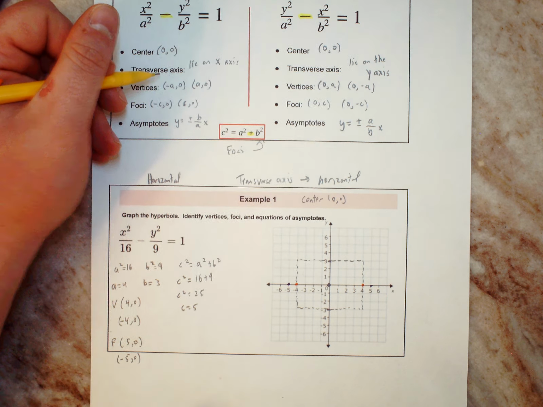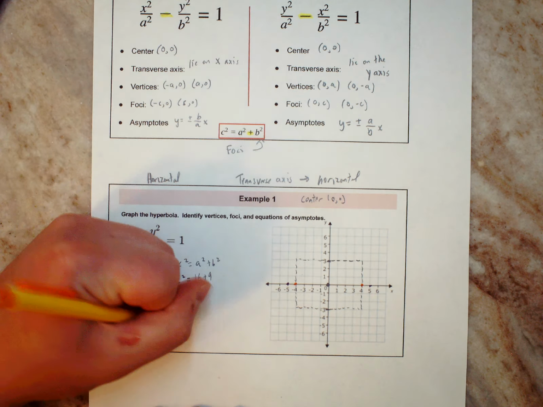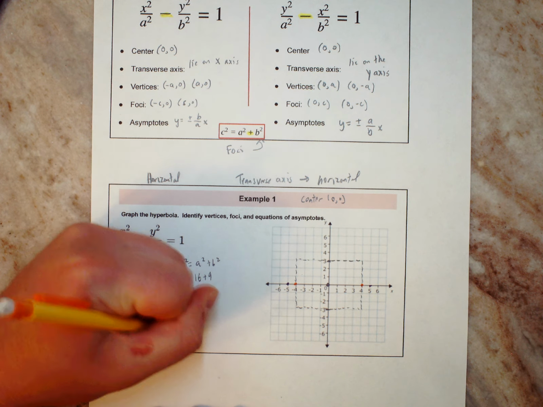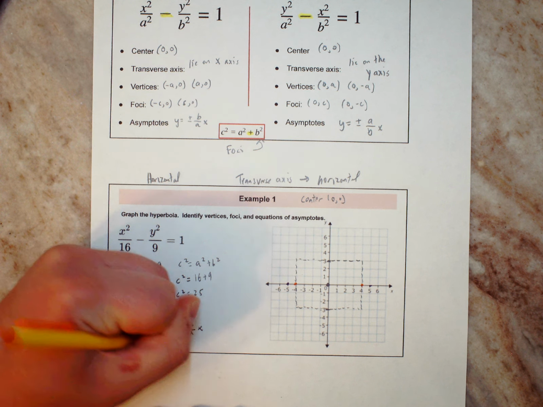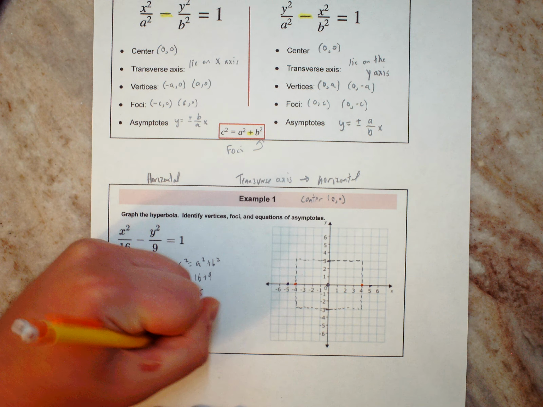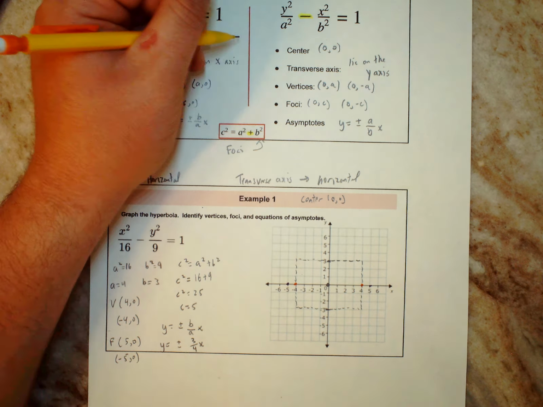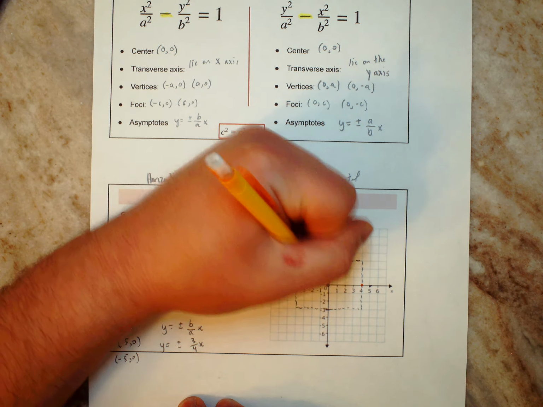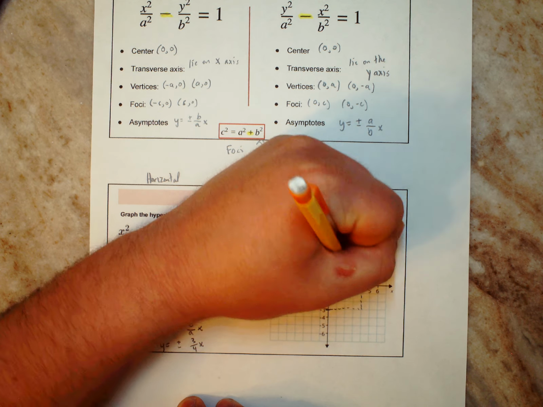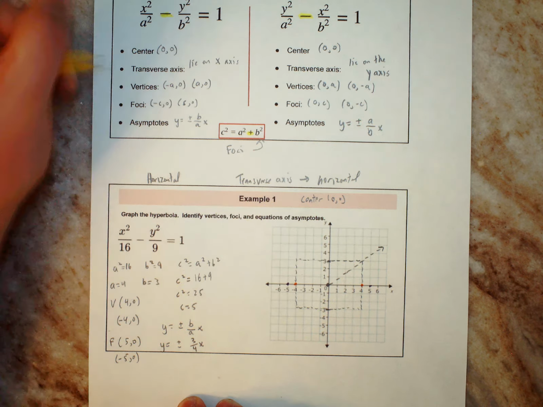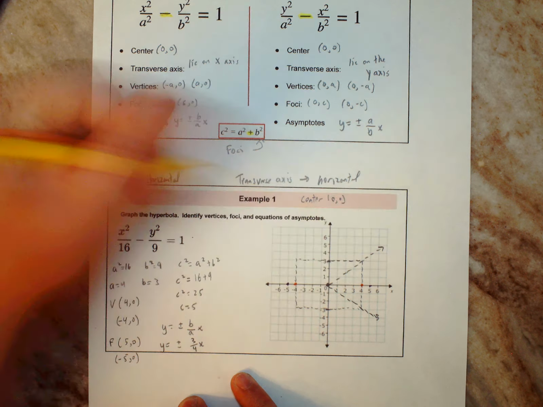Now you're going to make your diagonal asymptotes. Your diagonal asymptote is going to be y equals plus or minus b over a x. So that's going to be y equals plus or minus b, which is 3, over 4x. So it should be rise over run, and it should go right through the corner of the box. So rise over run, up 3 over 4. It's like slope, right through the corner of the box. You're going to do that for every corner.